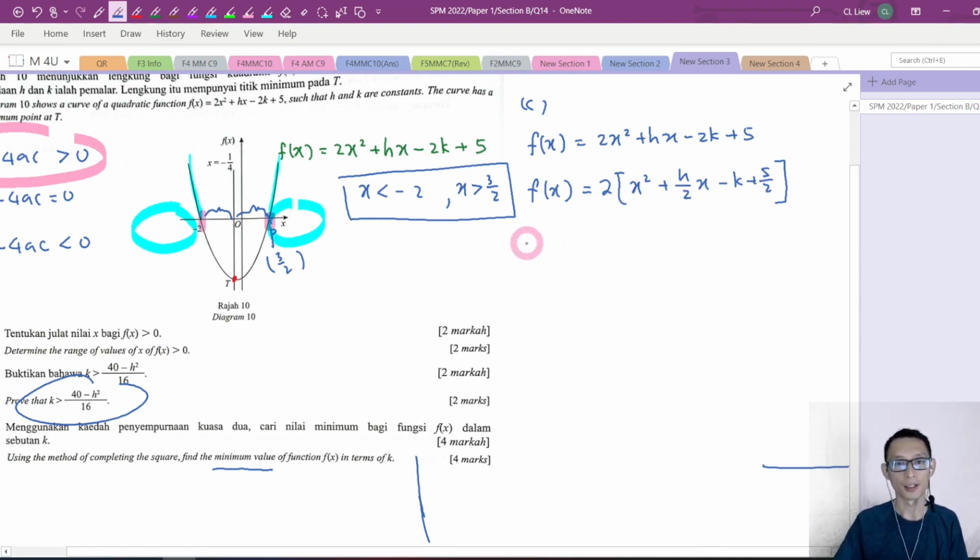Okay, correct. Now I can start to do the completing square. So I'm going to use the second way, but I do not suggest you to do it this way. I suggest you to write a clearer step.